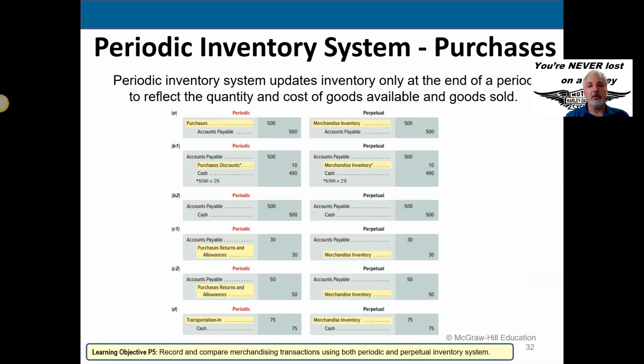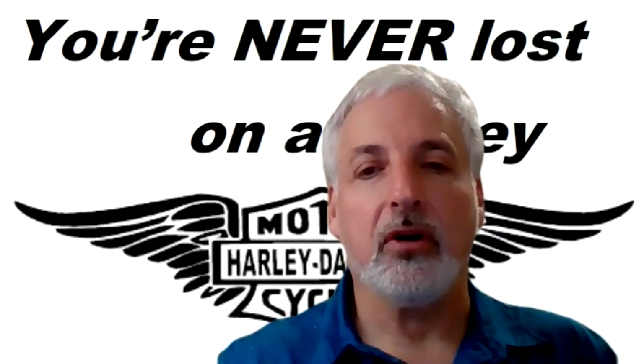Periodic inventory system versus perpetual. This kind of walks you through the journal entries associated. And again, I encourage you to read that in the book and see what that means, see how that works, and we can talk more about it. That's the chapter. That gives you some insight, hopefully, on what we're trying to do in chapter 4.